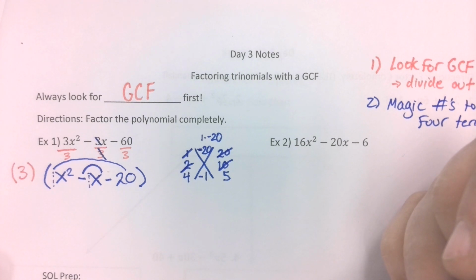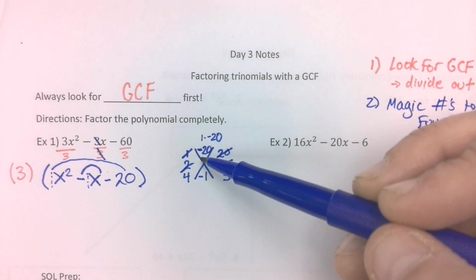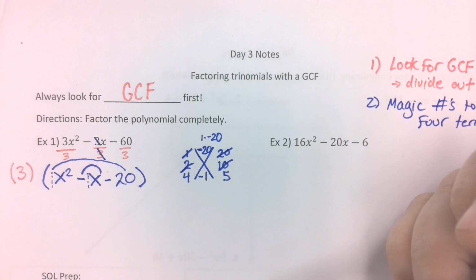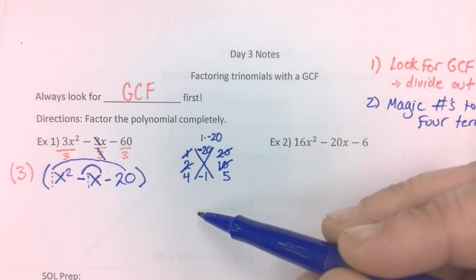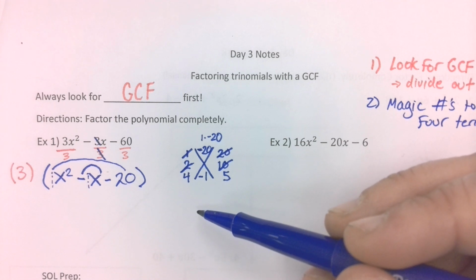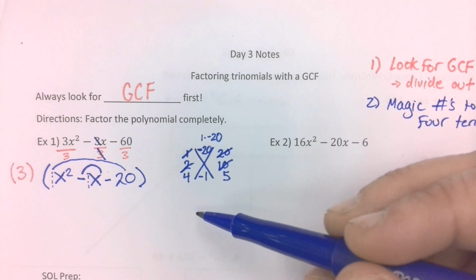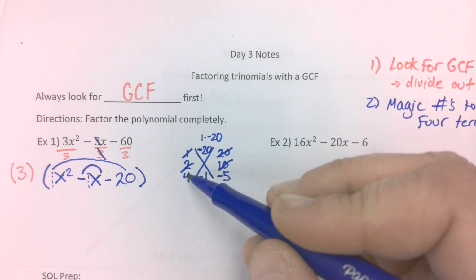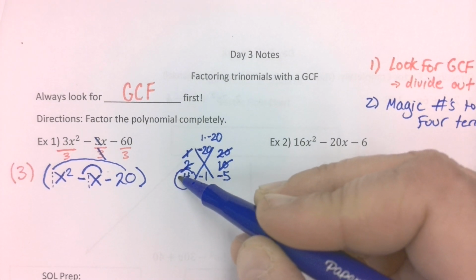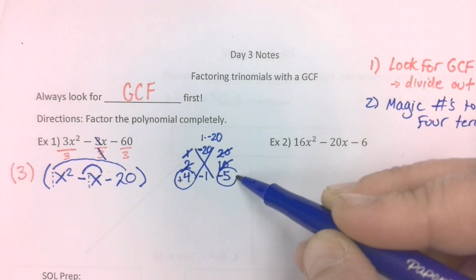I need one of them to be negative in order for this to multiply to a negative. And I need a negative 1 left over. So if it's 5 minus 4, that would give me positive 1. But a 4 minus 5 would give me negative 1. So my 4 is going to be a positive, and my 5 is going to be a negative.